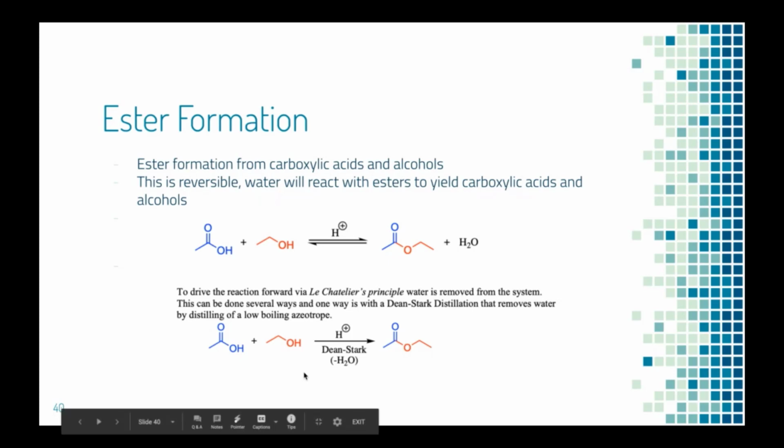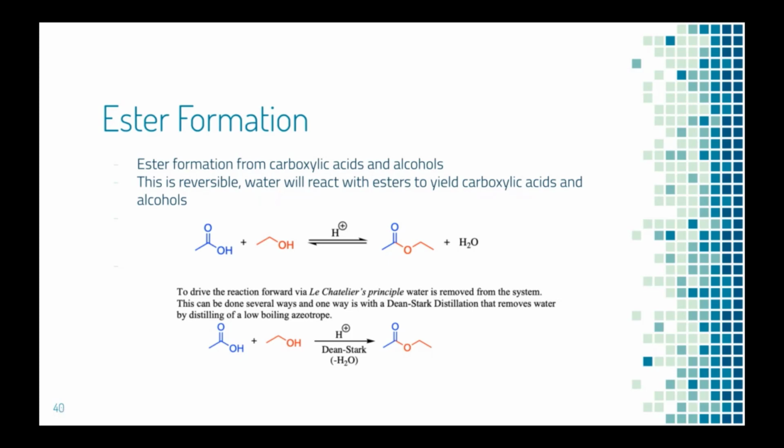And because it is reversible, in order to speed along the process, that's when the Dean-Stark apparatus comes into play, and I'm sure you guys have heard of this. And so you guys learned about Le Chatelier's principle in probably Gen Chem, and so to drive the reaction forward, the water is removed from the system, and so that's the Dean-Stark distillation, and because of that, that is how you form that ester. So you guys can definitely use that reaction in order to form an ester whenever you're doing your synthesis reactions and such.